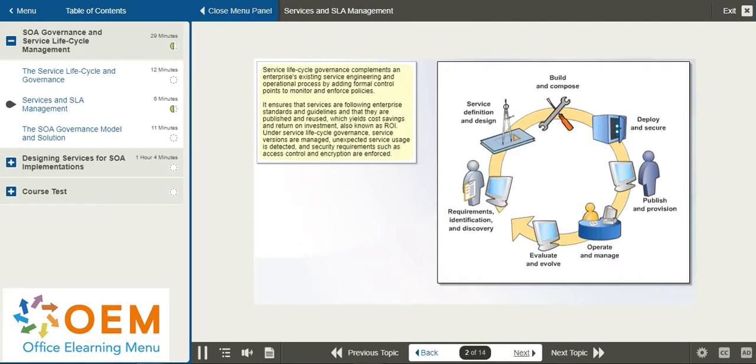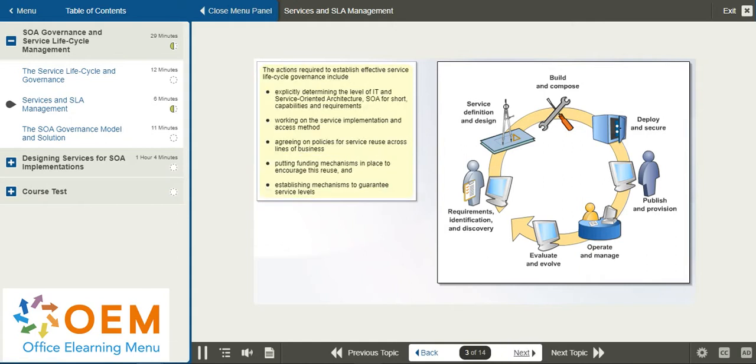Service lifecycle governance complements an enterprise's existing service engineering and operational process by adding formal control points to monitor and enforce policies. It ensures that services are following enterprise standards and guidelines, and that they are published and reused, which yields cost savings and return on investment, also known as ROI. Under service lifecycle governance, service versions are managed, unexpected service usage is detected, and security requirements such as access control and encryption are enforced.